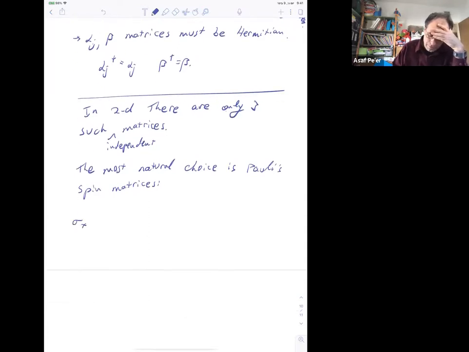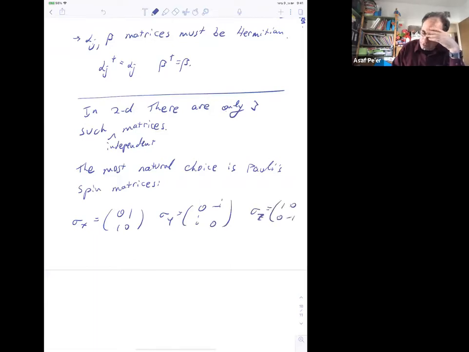So who has seen Pauli matrices? Raise your hands. 1, 2, 3. Okay, 4. Anyway, sigma x is 0, 1, 1, 0. Sigma y is 0, minus i, i, 0. Sigma z is 1, 0, 0, minus 1. These are the Pauli sigma matrices. We will return to those. But we need 4 matrices, so it cannot be 2 by 2 matrices.